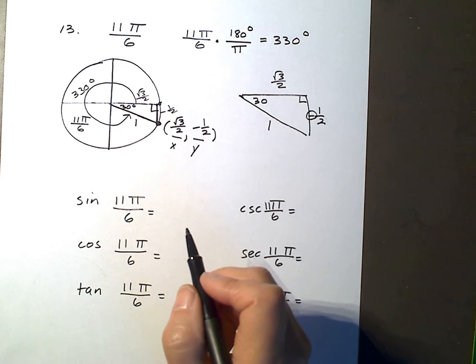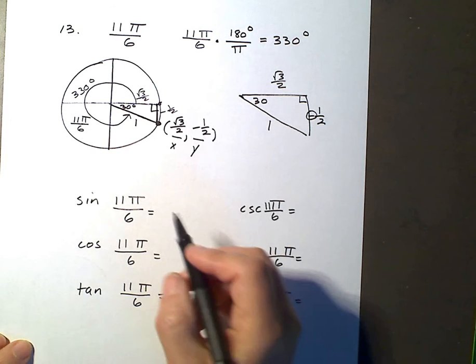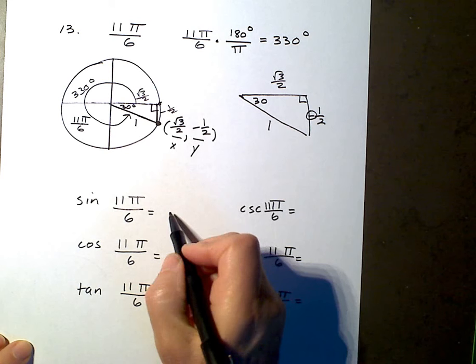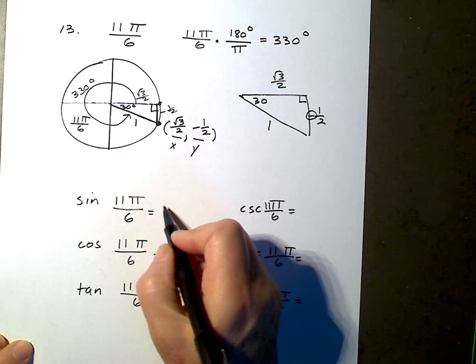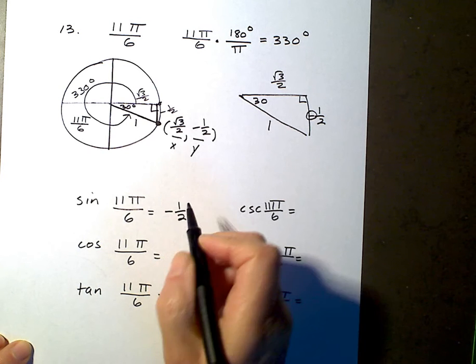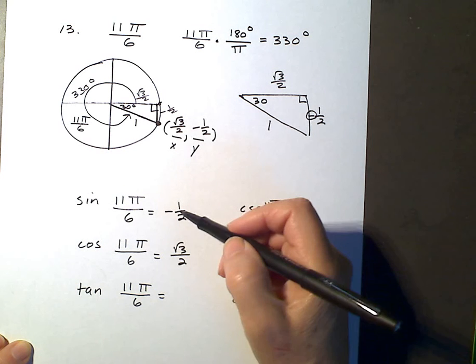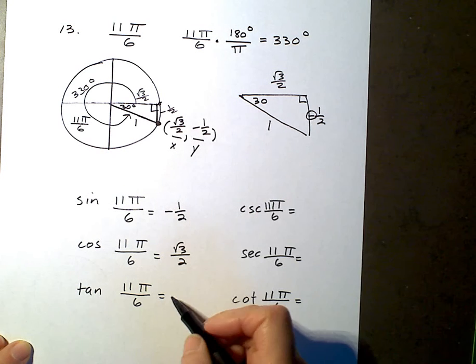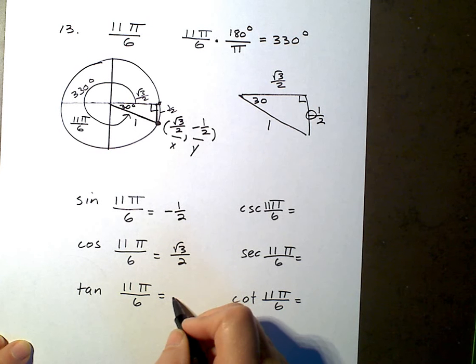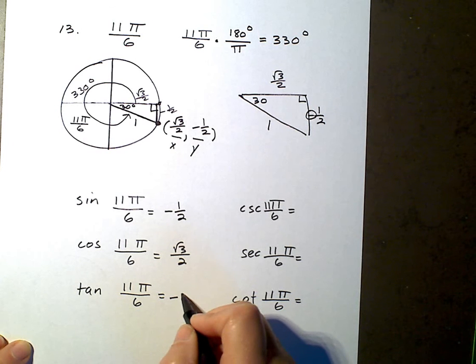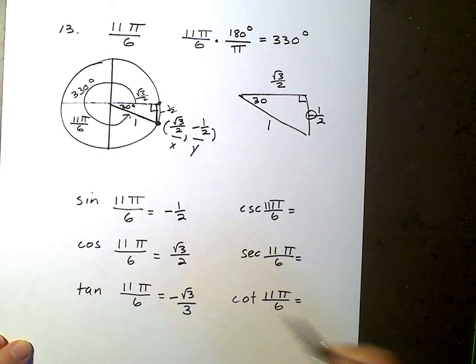So the sine is going to be y, or negative 1/2, and the cosine is root 3 over 2, which is positive. When I divide these, the 2's will cancel, and I get negative 1 over root 3, which, after I rationalize the denominator, simplifies to negative root 3 over 3.